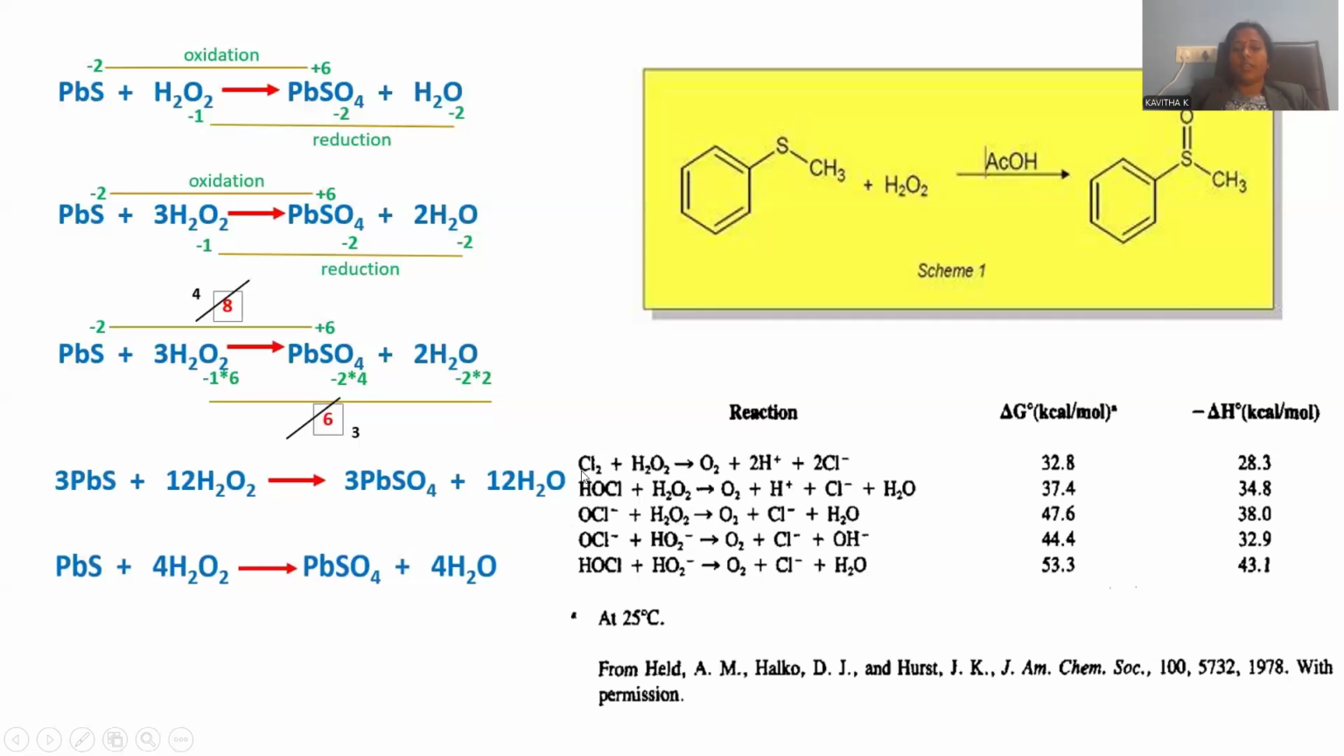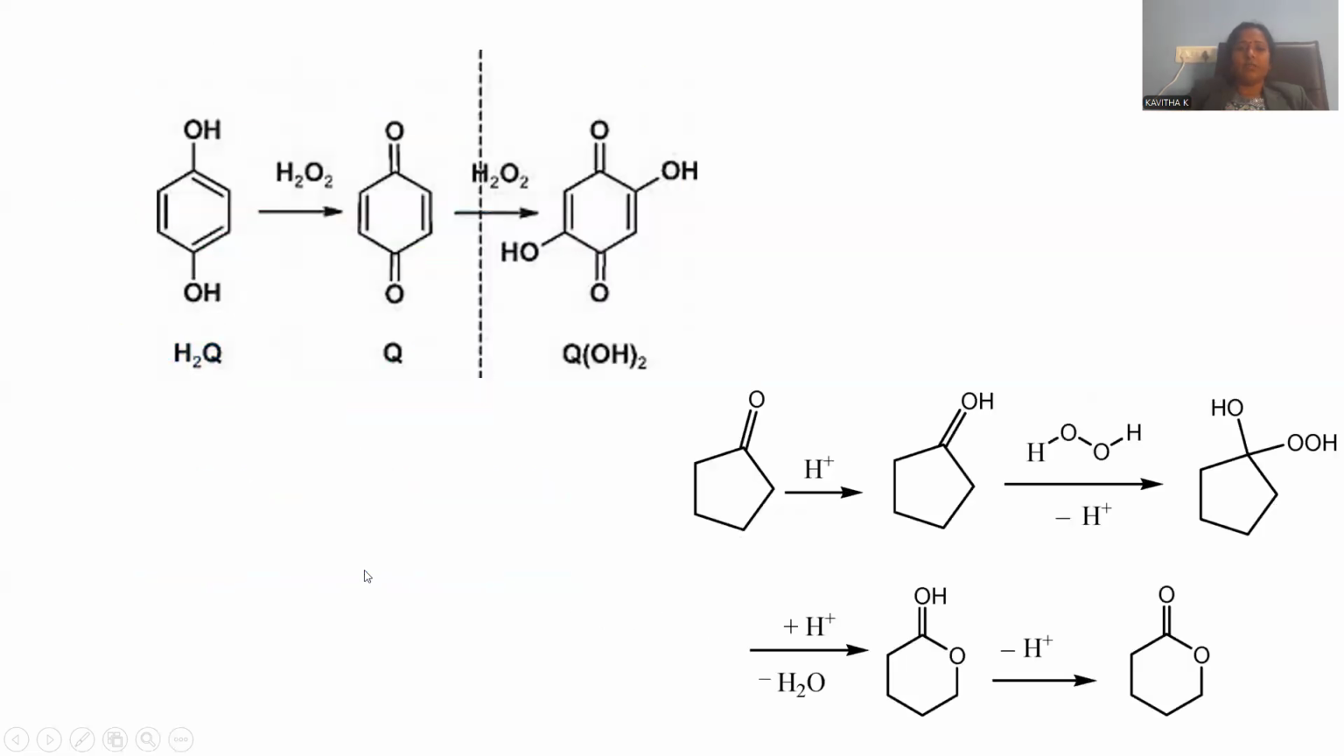Wherever chlorine is there, that chlorine turned into chloride. And wherever hydrogen peroxide is there, it is able to release the oxygen molecule. And the leftover hydrogens will be turned into positive ions. This is the way a few applications are mentioned. Let me go with the discussion regarding oxidation involving hydrogen peroxide. You may take this, what is this called? Hydroquinone. Hydroquinone stands for H2Q.